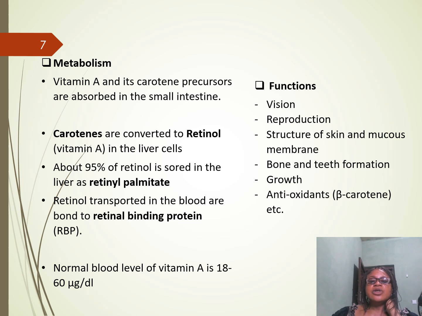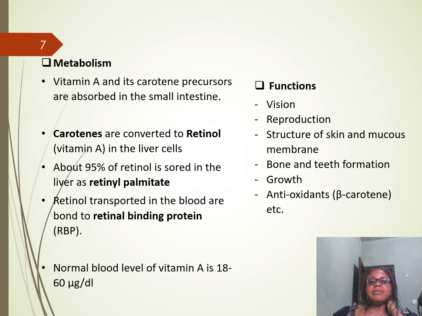The metabolism, just like we discussed in the macronutrients, the absorption and the utilization of vitamin A. Vitamin A and its carotene precursors are absorbed in the small intestine. Again, carotenes are converted to retinol in the liver cells. That's the vitamin A form, like I said earlier. It's the liver cells that primarily perform this function. About 95% of the retinol is stored in the liver as retinol palmitates. The liver again stores retinol. Retinol transported in the blood is bound to retinol binding protein.